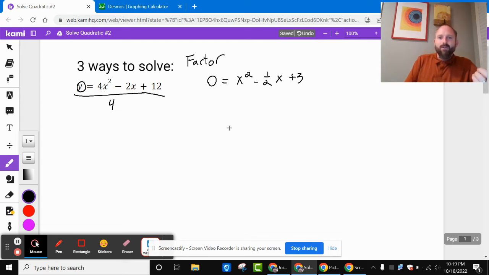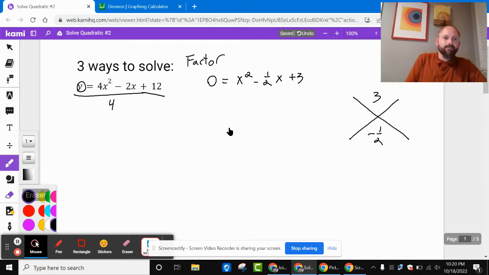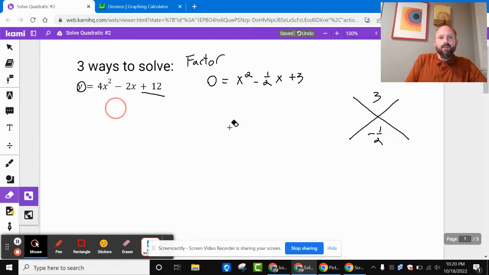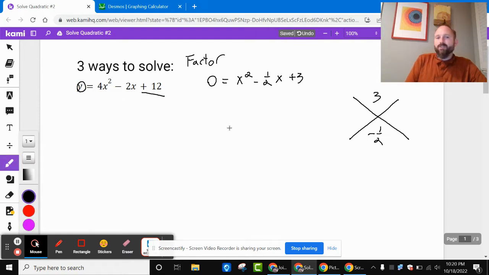So now I'm going to multiply these. Or I don't need to multiply it. I'm just going to understand that, hey, look, I have x, I have negative 1 half, and I have this plus 3 right here. I just have to understand, hey, look, what times what equals 3, and what plus what equals negative 1 half. Or I can multiply it, and I get what times what using the AC method.